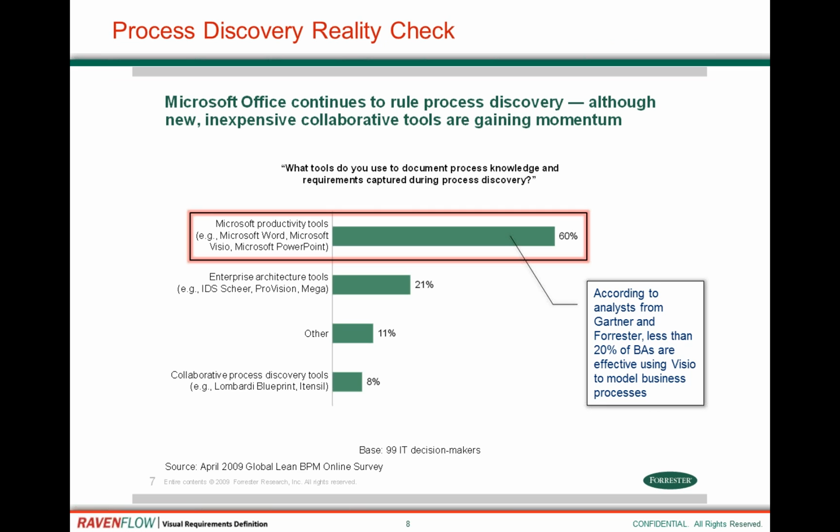But, as we show here on slide 8, there's a reality check in terms of what tools people use to perform process discovery. And, long story short, it's all about Office, right? Today, traditionally, if you're trying to define your requirements for a project, you're using Word and Excel to do so. And if you're trying to generate process maps or flowcharts, you're oftentimes using Visio to that end.